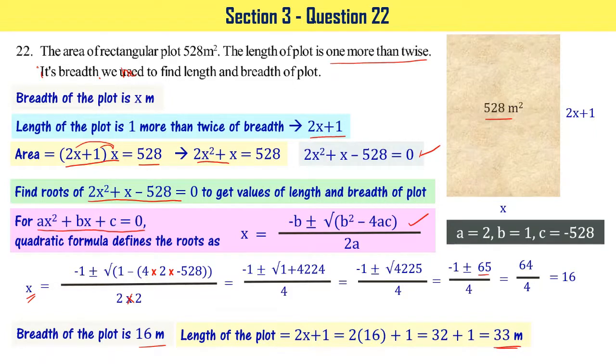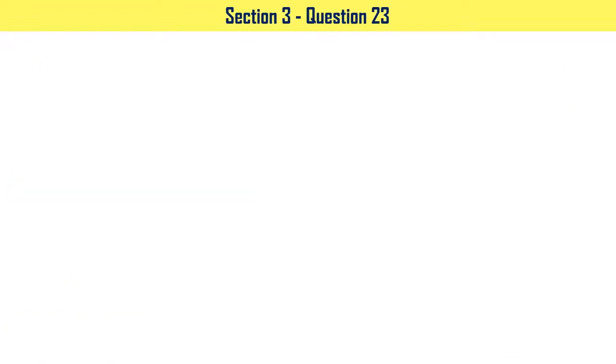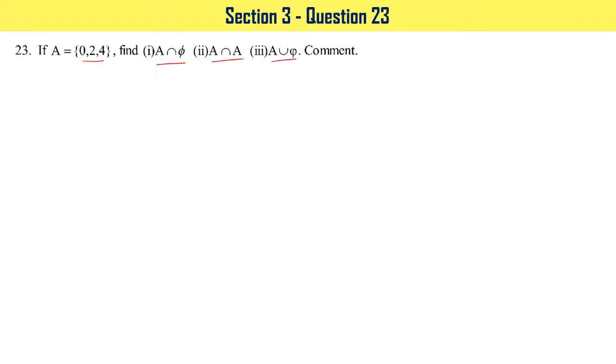Now let's solve the next problem, that is question number 23. If A is a set containing elements 0, 2 and 4, then find A intersection phi, A intersection A and A union phi, and comment. It is given that A equals a set containing elements 0, 2 and 4, right? We know that phi is a null set, right? Phi is the null set means it has no elements.